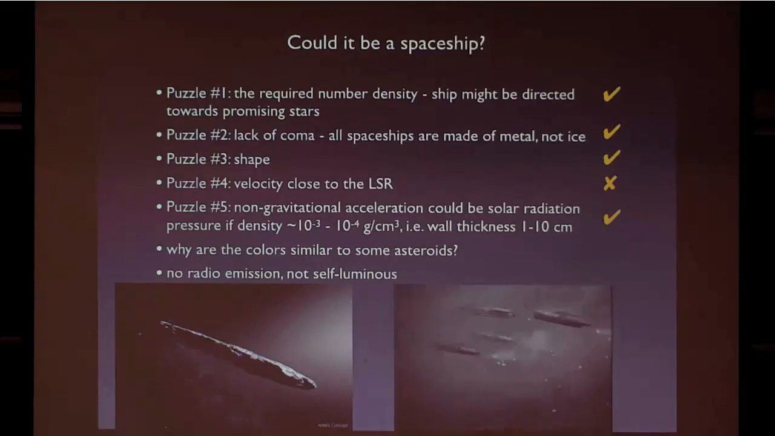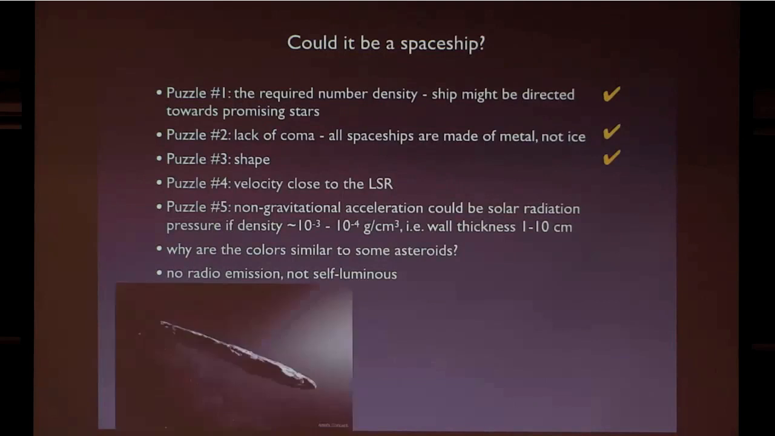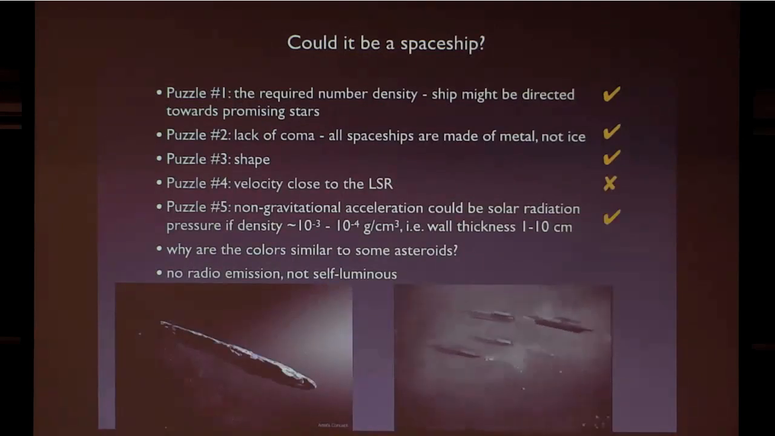The ratio of mass to surface area, or the surface density that you need, is around 10 to the minus 3, 10 to the minus 4 grams per square centimeter, which corresponds to a hollow body with a wall thickness of a few centimeters. And in fact, if you compare Oumuamua to the International Space Station in terms of total size and surface density, it's actually a pretty good fit.